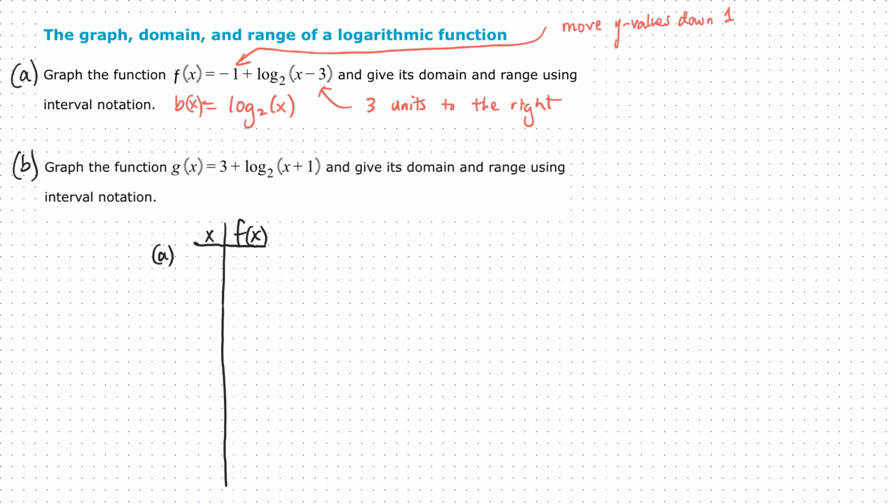Notice the domain here: x minus 3 has to be greater than 0. So the only x values you could pick are more than 3. The first x value I'm going to pick is 4, because f of 4 is equal to negative 1 plus log base 2 of 1, or 4 minus 3. 4 minus 3 is 1. So log base 2 of 1 is 0. So this is negative 1 plus 0, which equals negative 1. So we get a value there.